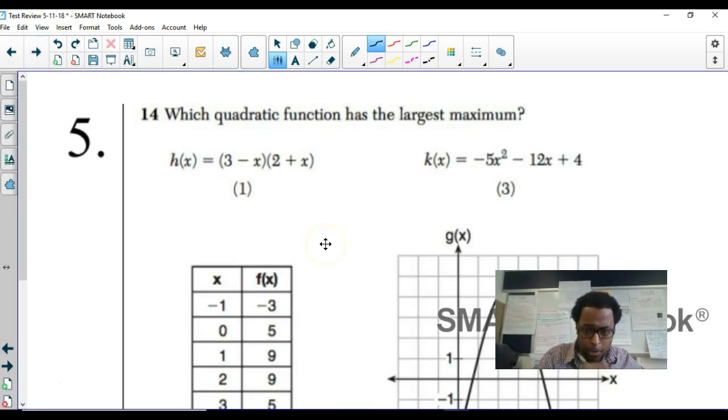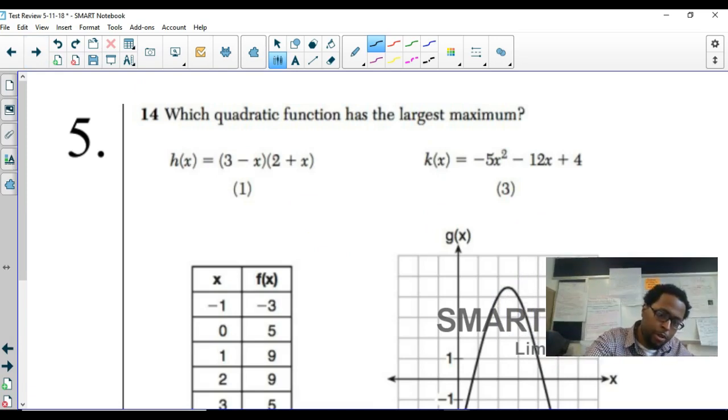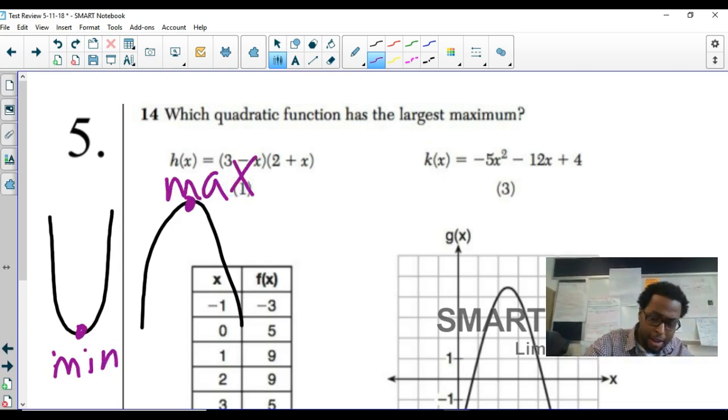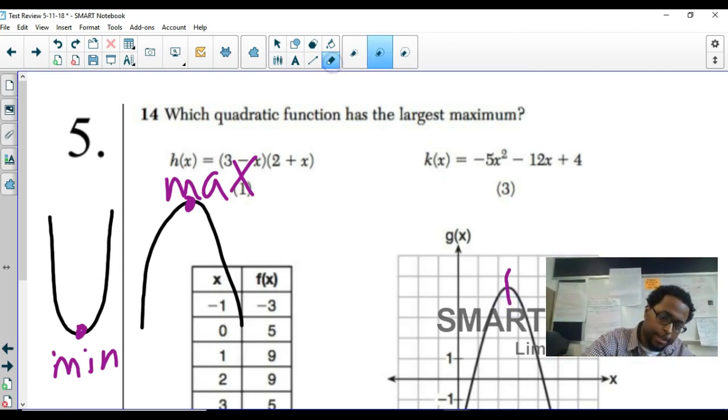Question 5. Which quadratic function has the largest maximum? So we have to remember something, we're looking at quadratic. We have this, and we have this. Okay. If you remember, we're looking at the vertex. There's a vertex there and a vertex here. This vertex is not the max, it's the minimum. This is your maximum. So we're only looking for graphs that kind of curve up and then down like a roller coaster. So this would be something we're looking at, and then we have to check and make sure these other functions are like that. So let's take a look.